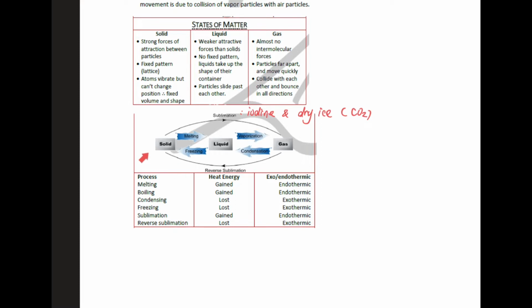If you look at this diagram, basically when the arrow goes to the right, it is heat energy gain and endothermic. When the arrow points to the left, it is heat energy loss and exothermic. So you use the diagram to get the theory straight away. Okay, now let's move on.